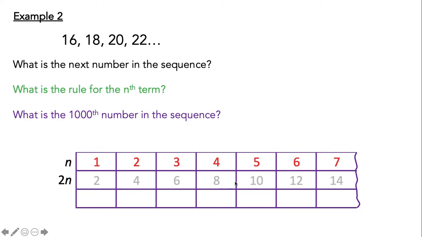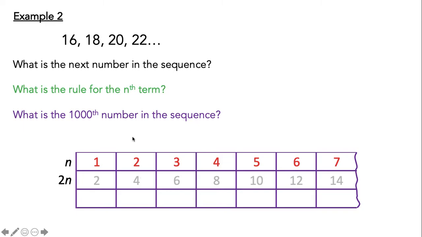We get 2, 4, 6, 8, 10, 12, 14, and so on. So we're getting numbers that go up by 2 every time, but they're not the right numbers, because we want 16, 18, 20, 22 as the sequence. So we need to add 14 to all of these, and then if we add 14 to 2, we'll get 16.